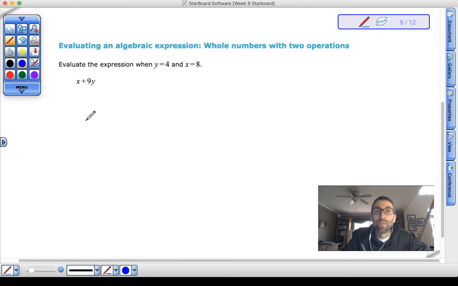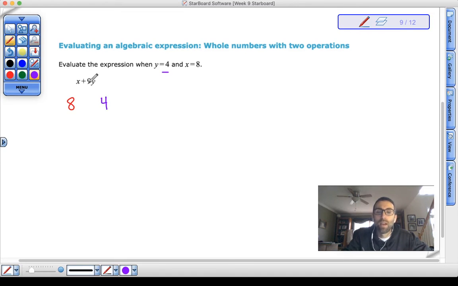Now you notice we have two different variables. We have an x and a y. I'm still going to do the same thing I've done before in the last 2 days. I'm going to replace the variables I have here with the numbers and their values right up on top. So it says x plus 9y. I'm going to replace this x with an 8. And then when I have a y value, I'm going to replace it with a 4.